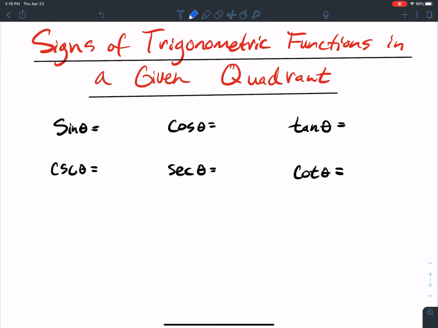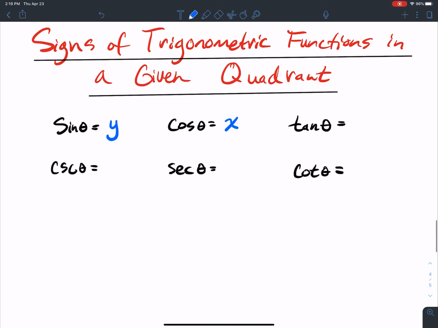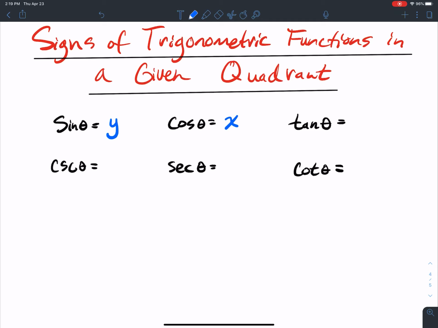Okay, so in this video, we're going to talk about the signs of the 6 trigonometric functions in a given quadrant. Okay, so either quad 1, quad 2, quad 3, and quad 4. So first, we're going to talk about how it's defined in the unit circle. The sine of theta is equal to y. The cosine of theta is equal to x. The tangent is the opposite over the hypotenuse, so that's the y over the x, slope, rise over run.